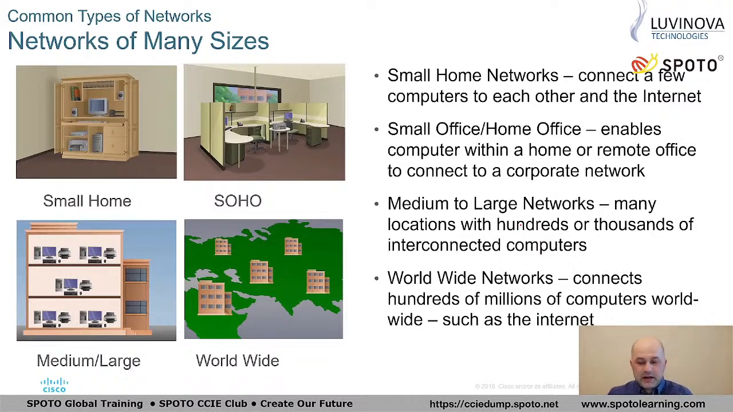A small office network connects a few computers, and enables a computer within a home or remote office to connect to the corporate network. Medium to large networks have many locations with hundreds or thousands of interconnected computers. So for example, we have a headquarters in Montreal, another headquarters in Toronto, and another one in Vancouver. All these three buildings are communicating with each other through one big corporate network, and there are thousands of computers inside those buildings. So that's called medium and large network size.